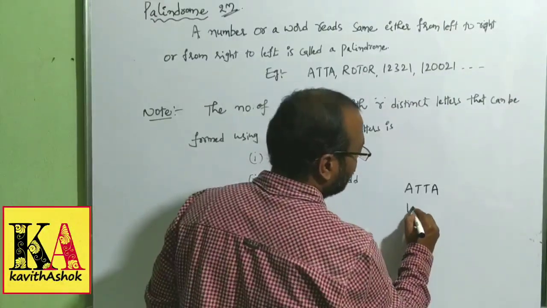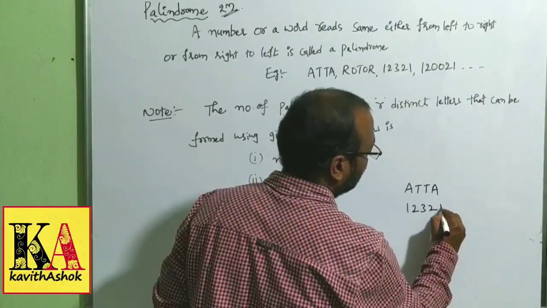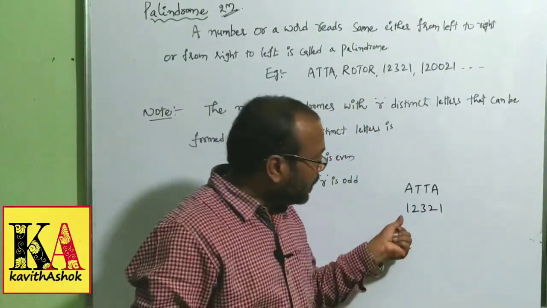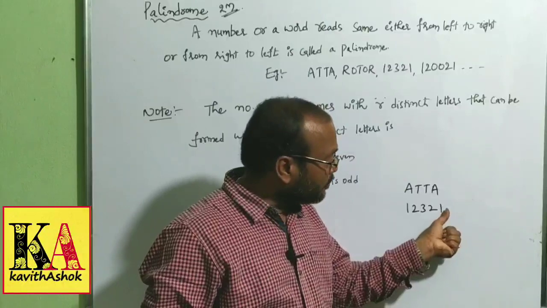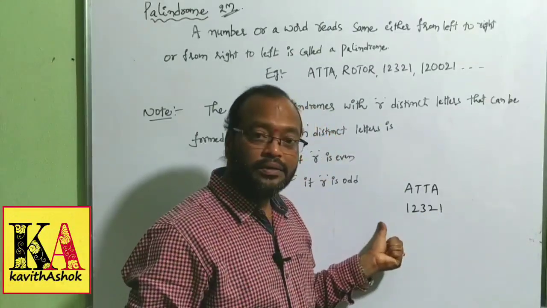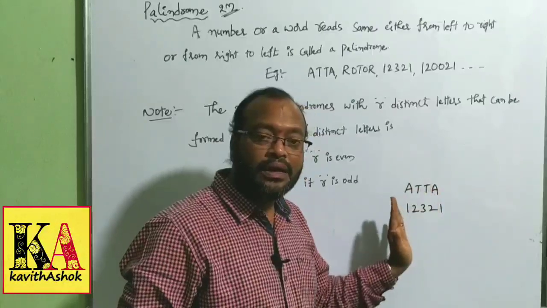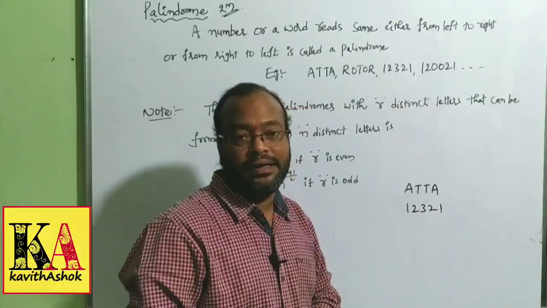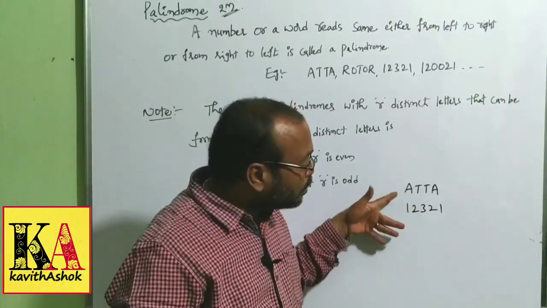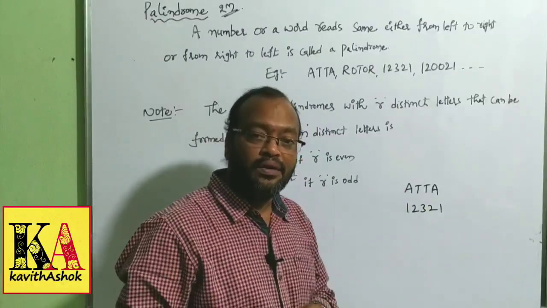Look here now. 1, 2, 3, 2, 1. Or from the right, 1, 2, 3, 2, 1. So, in the same manner, we can get the same thing from left to right and right to left. There is no change in the letter or the number. Those numbers are called palindromes.